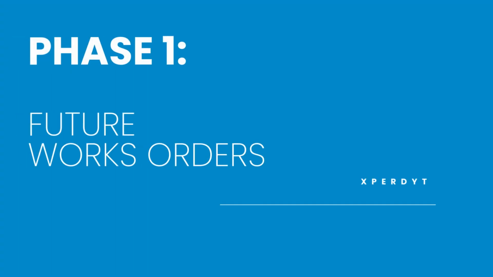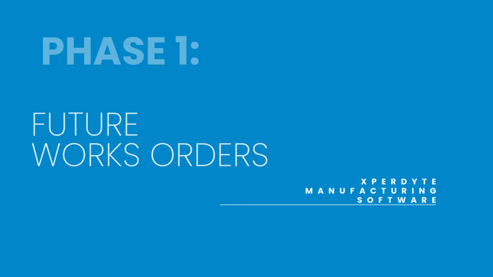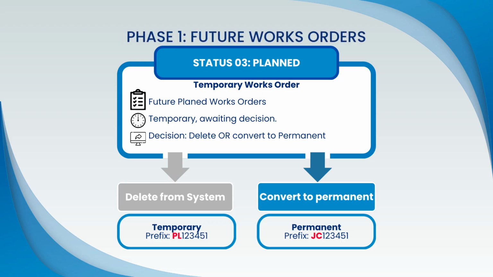Phase 1. Future works orders. Status 3. Planned. This status signifies a future planned works order. It is regarded as temporary, and a decision will be made as to whether it should be deleted from the system entirely, or converted to a permanent works order. This works order will have a different prefix, for example PL123451, to signify that it is temporary. If it is later converted to a permanent works order, it will obtain a new prefix, for example JC123451.